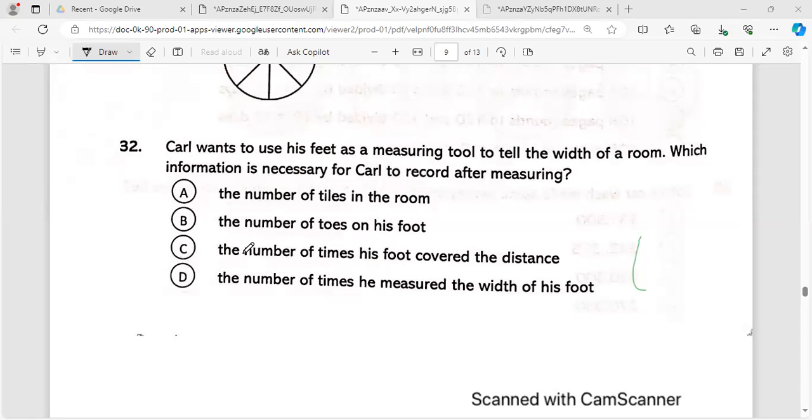Oh, C. Yes, sir, we agree. It can't be the number of tiles in the room, that's kind of weird. It's how many times the foot actually covers the distance. Yeah, I agree, guys, that would be it. All right, good job.